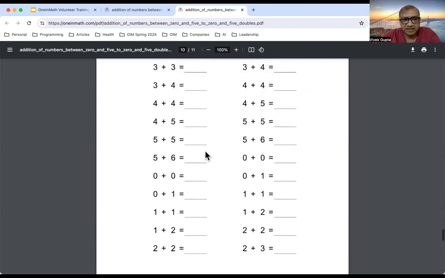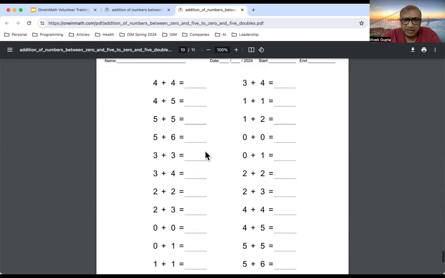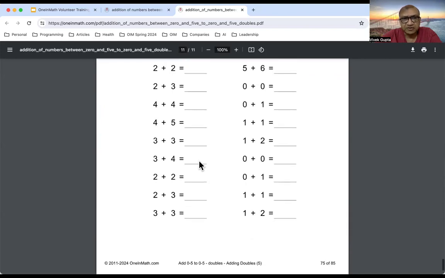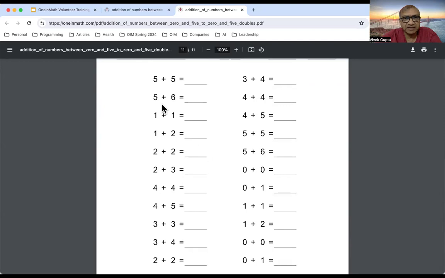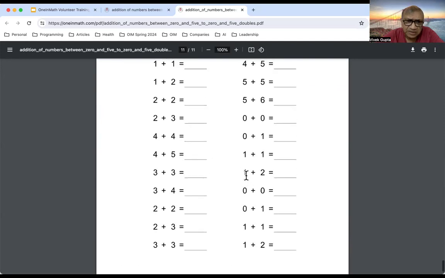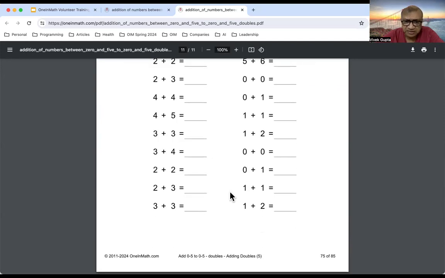And if you go to the end of the packet, the last page of the packet will always have all the combinations of the numbers that are being focused on for this particular packet. So these are doubles, so it has a combination of all the doubles that are possible between 0 to 5 and 0 to 5, etc. Okay. So let's see. So that's basically what it is. So now let's go back here.